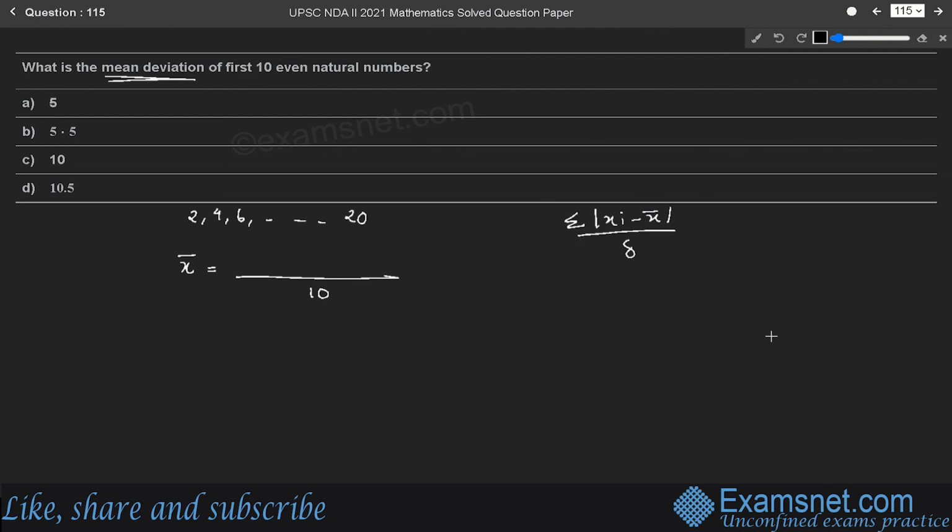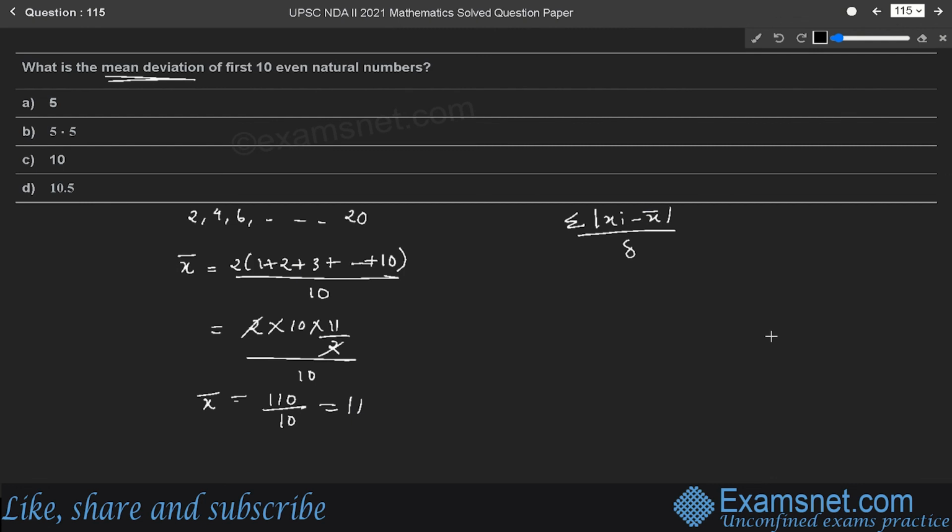Now the sum of all will be, taking 2 common from here, 1 plus 2 plus 3 plus so on up to 10. You can see that it forms a series. So applying formula here, it will be 2 into 10 into 11 by 2 upon 10. 2 and 2 will be cancelled. So it will be 110 upon 10, which is 11. So we can say that the mean is 11.